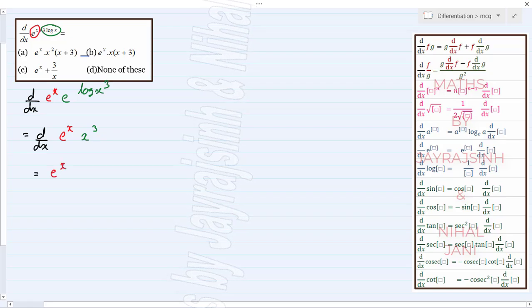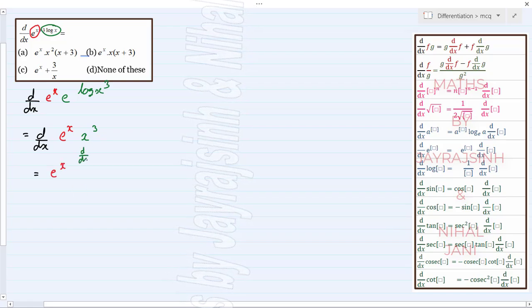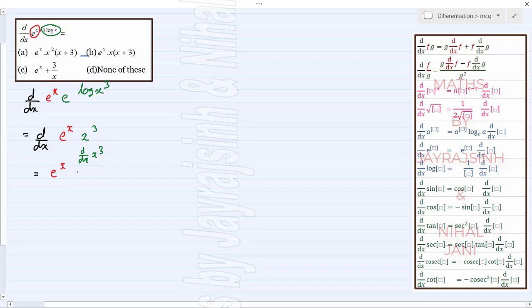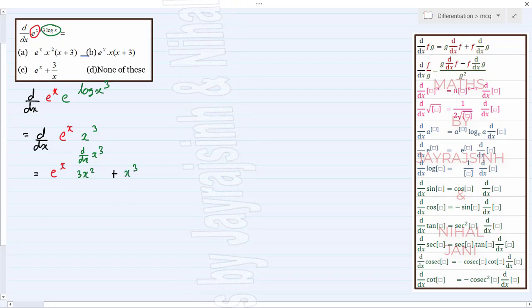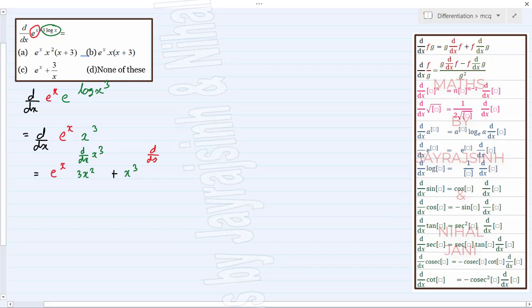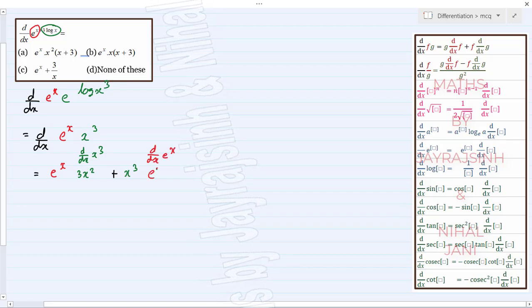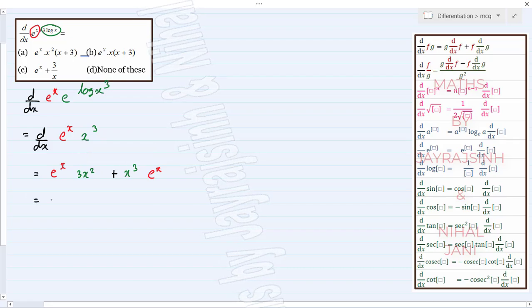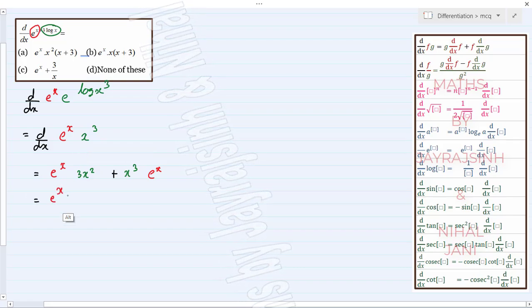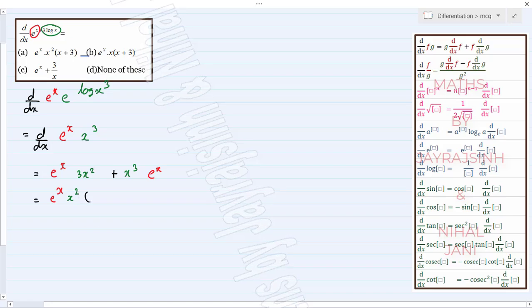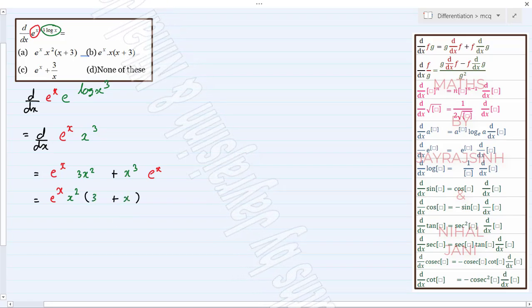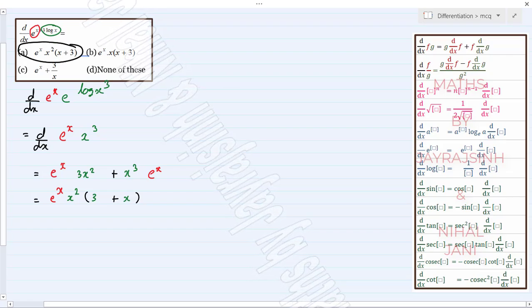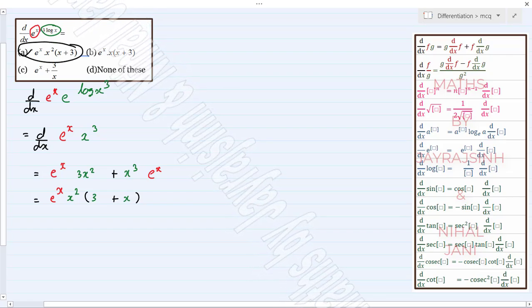e raised to x will be as it is. Differentiation of x cube will be 3x square plus x cube is as it is. Differentiation of e raised to x will be e raised to x. For further simplification, we can take e raised to x and x square common. So the remaining terms are 3 plus x, which is given in option A. Ta-da!